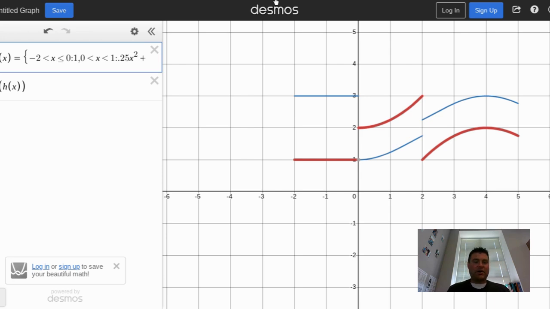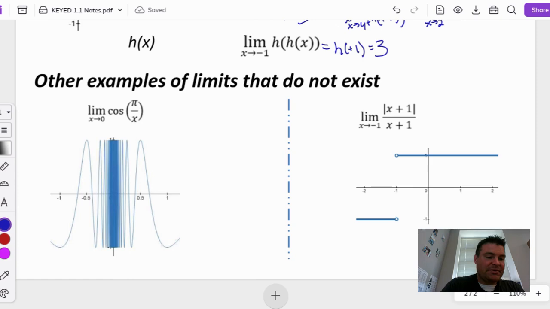Okay. So now let's look at our last 2 examples here. And these are examples of limits that do not exist for different reasons. So first we have the limit as x approaches 0 of cosine of pi over x. And you can notice on these paths, if you're walking on these paths right here, get off the path, because you're going up and down, and you can keep going up and down, up and down, up and down. So because of that, it's called oscillating. So we will never reach a destination. This does not exist.